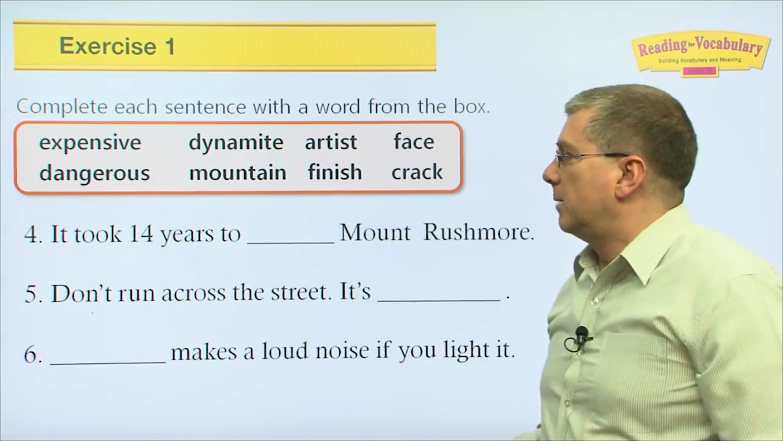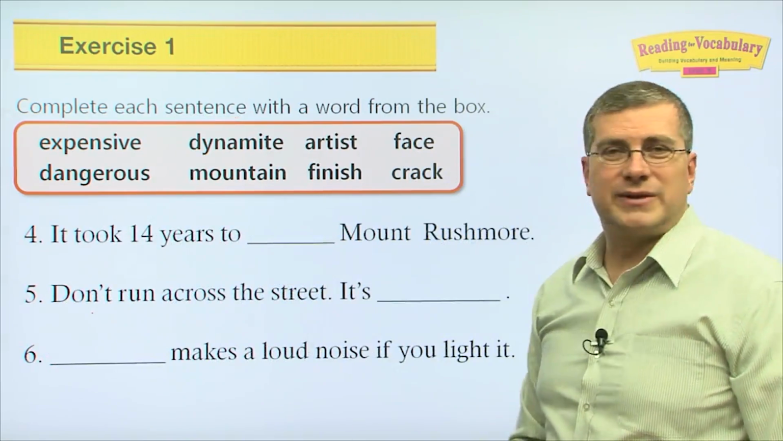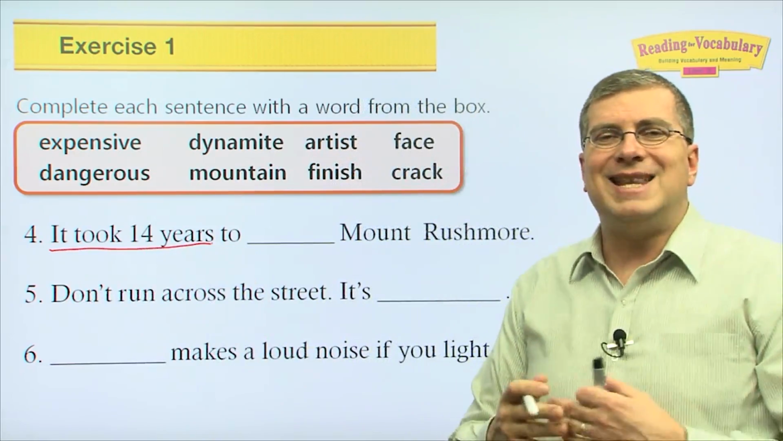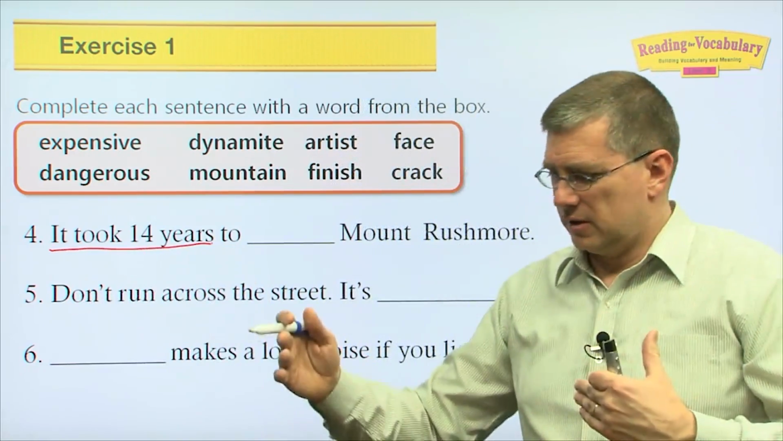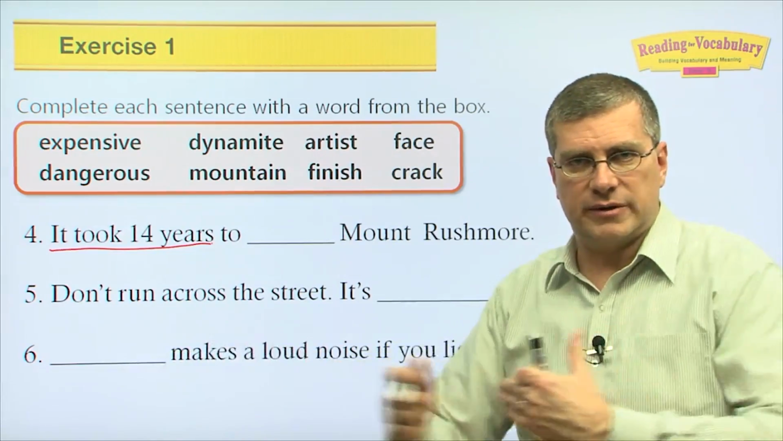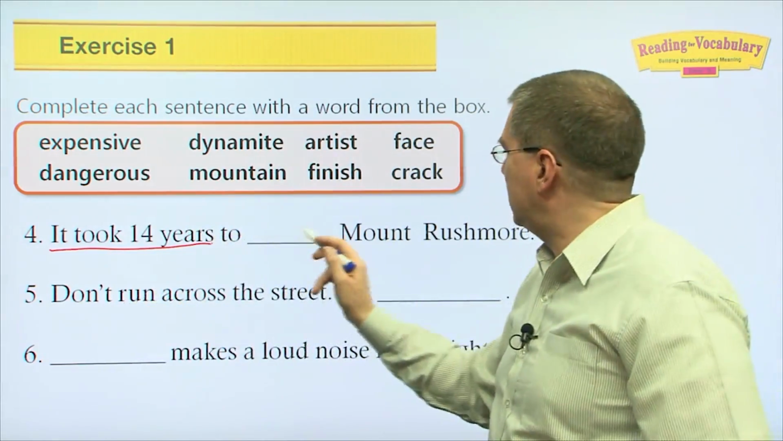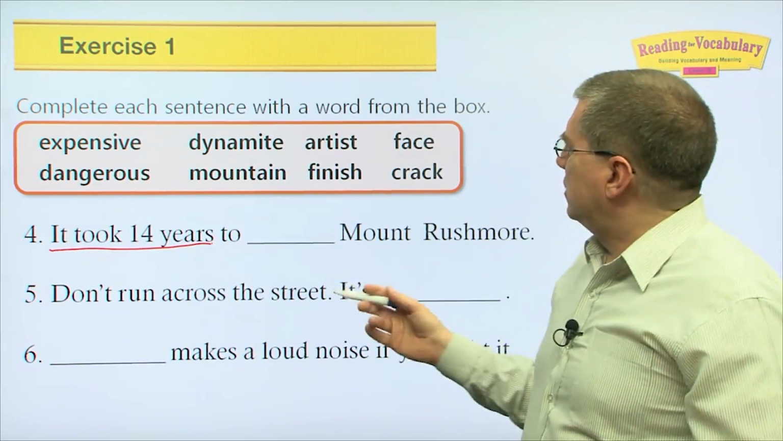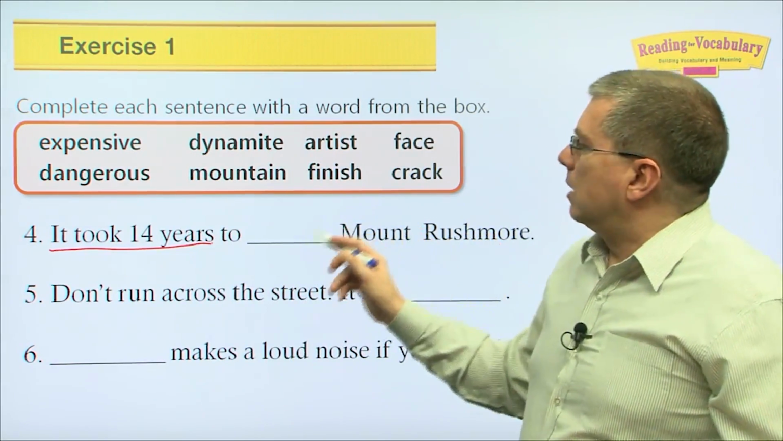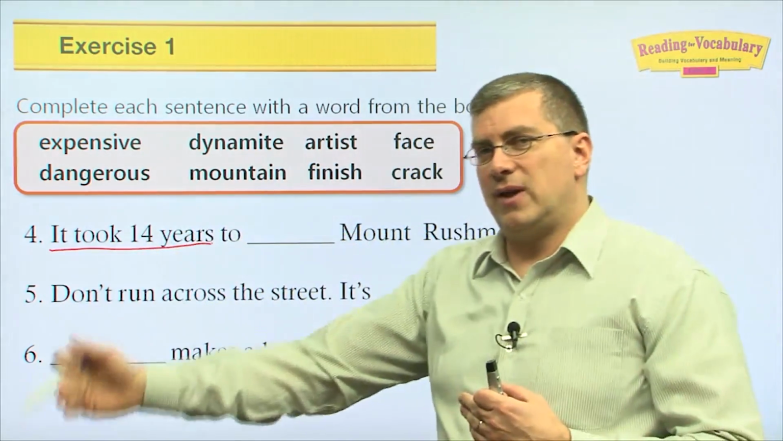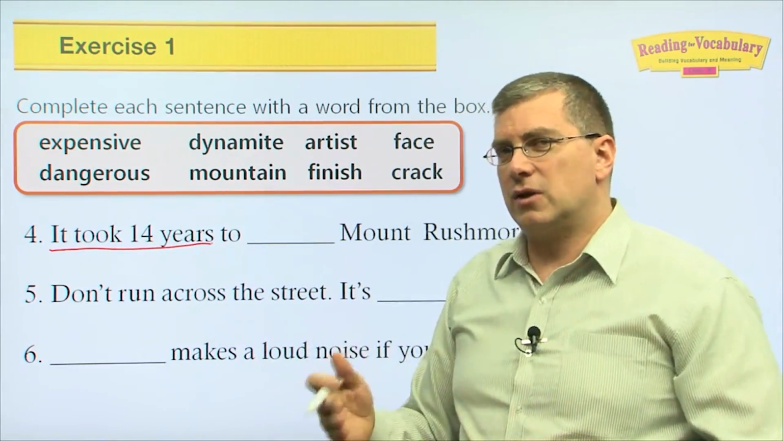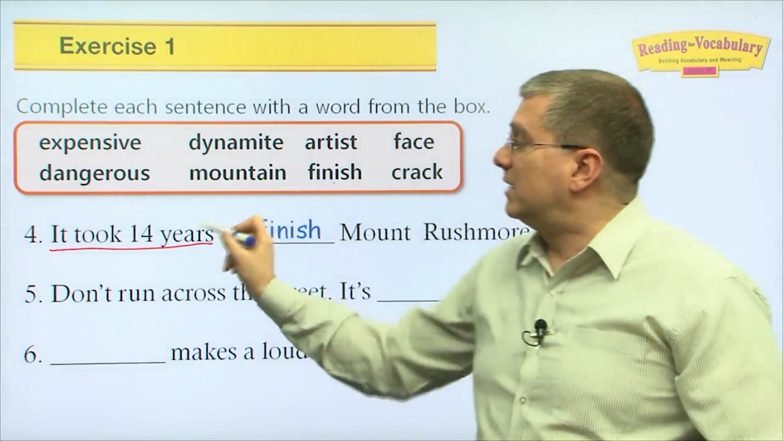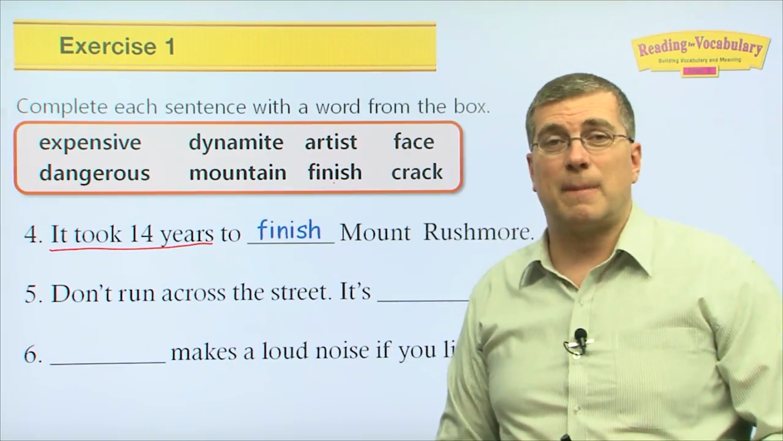Okay. Number four. It took 14 years. It took 14 years? That means I needed 14 years. Start, finish, 14 years in between. It took 14 years to beep Mount Rushmore. It took 14 years to do what to Mount Rushmore? Well, if you start something and then you finish something, right? You can say it took a certain amount of time to finish Mount Rushmore. It took 14 years to finish Mount Rushmore.